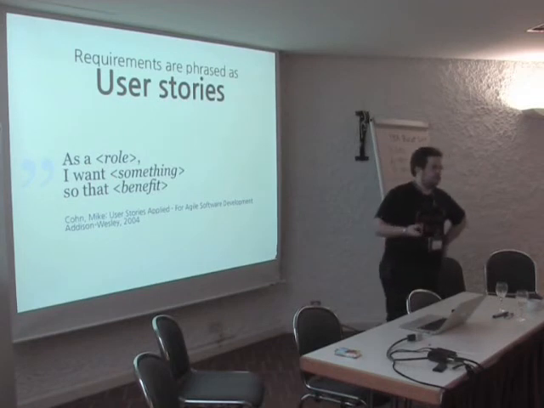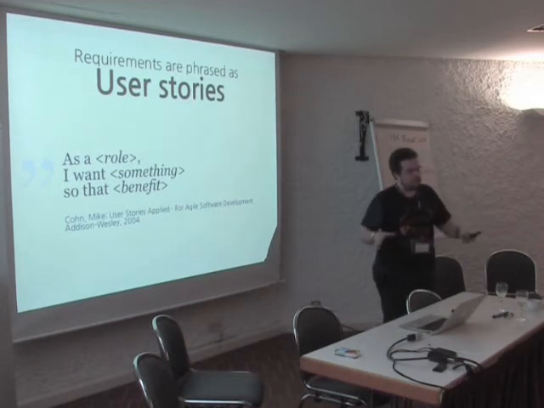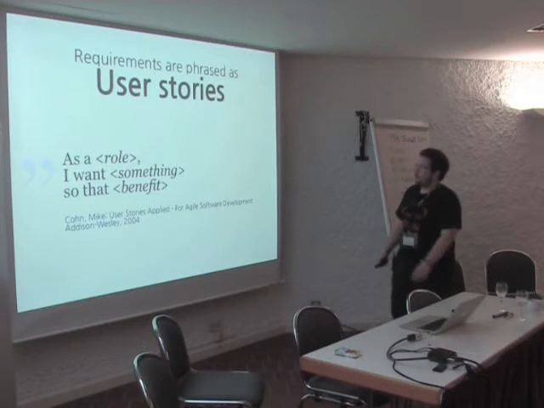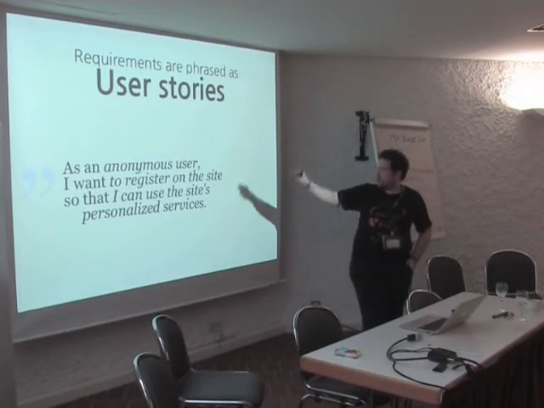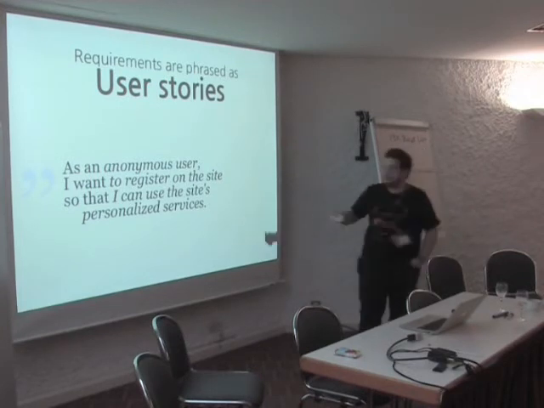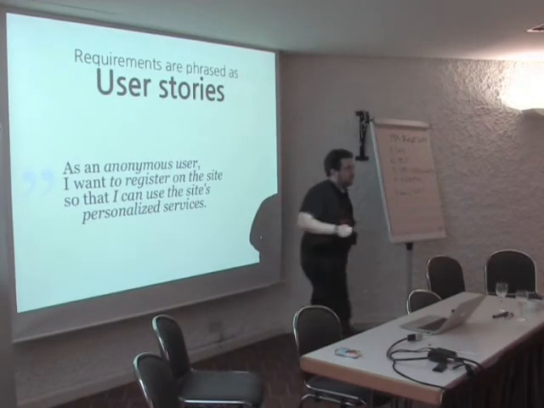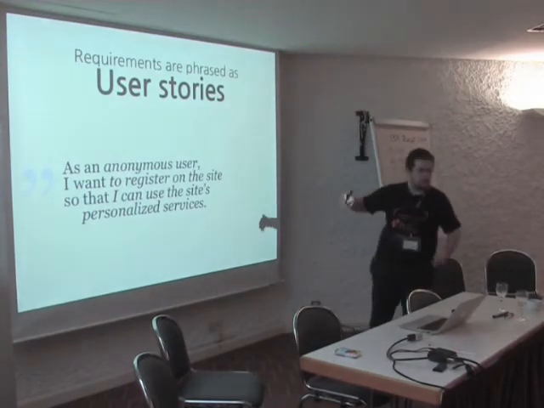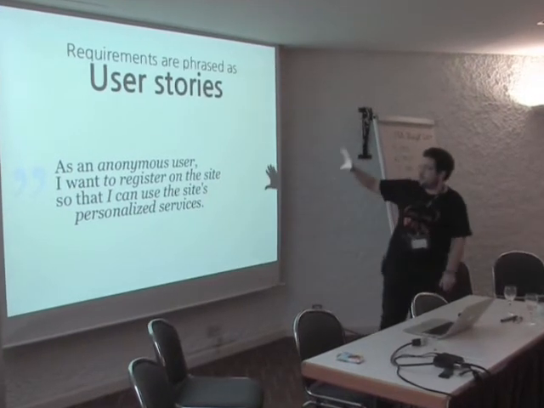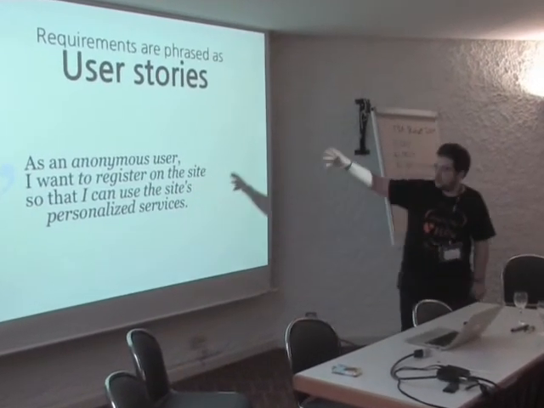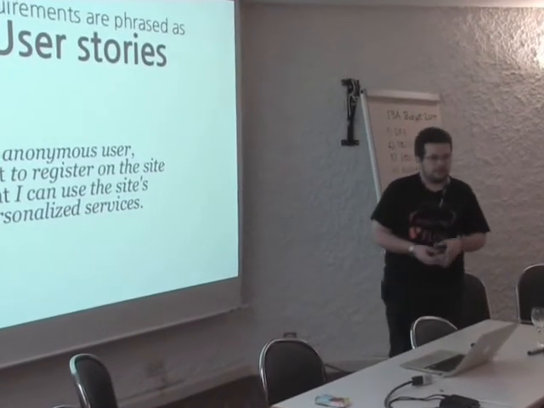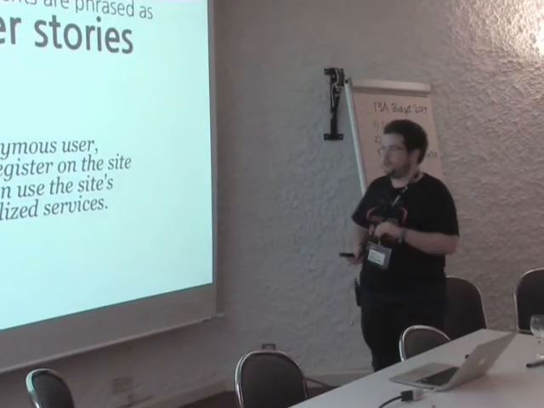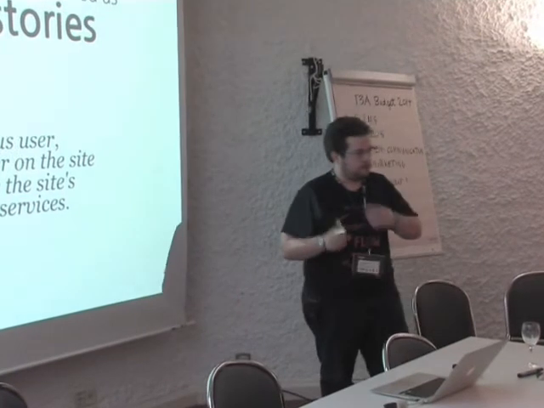So for example, let's imagine we have a simple project where we want to implement a website for our customer. Then a user story might, for example, be: as an anonymous user, I want to register on the site so that I can use the site's personalized services. So we have a user role in here, the anonymous user. We have a feature that this story represents, user registration on the site. And we also have a benefit that the user has from this story. Obviously, our customer wants to offer some personalized services on the site that users can use as soon as they are registered. So that's the benefit that the user has from this feature.